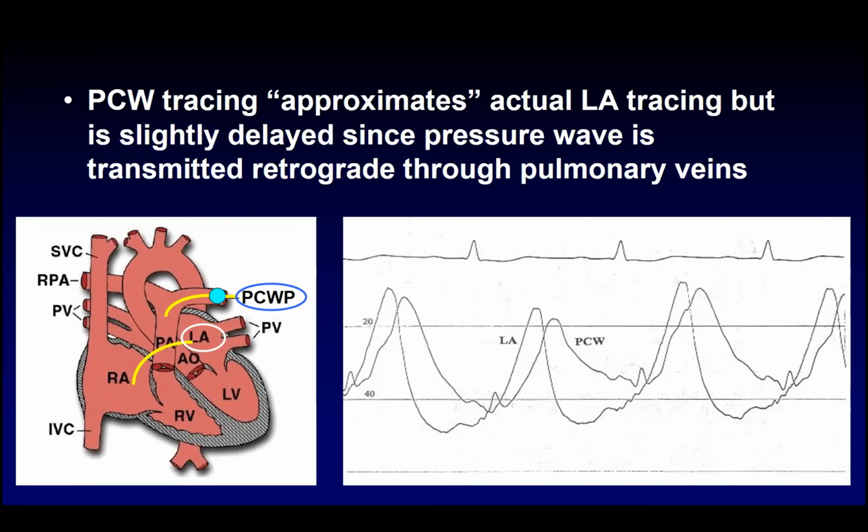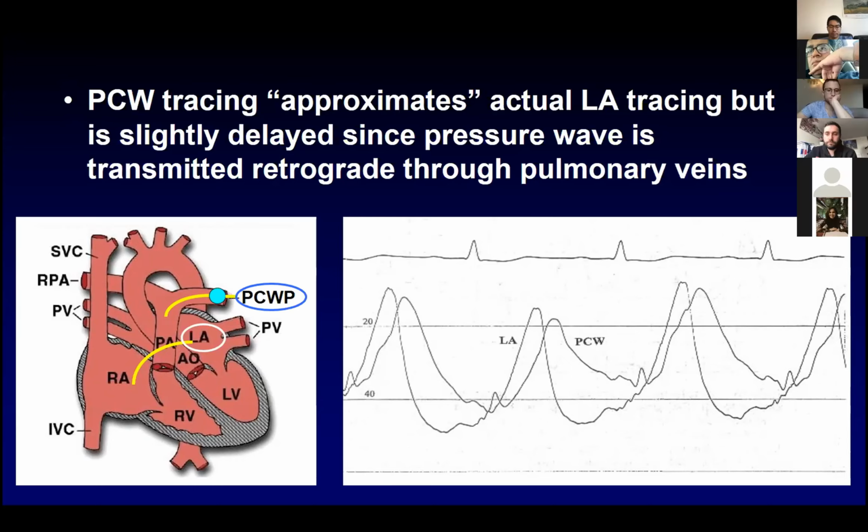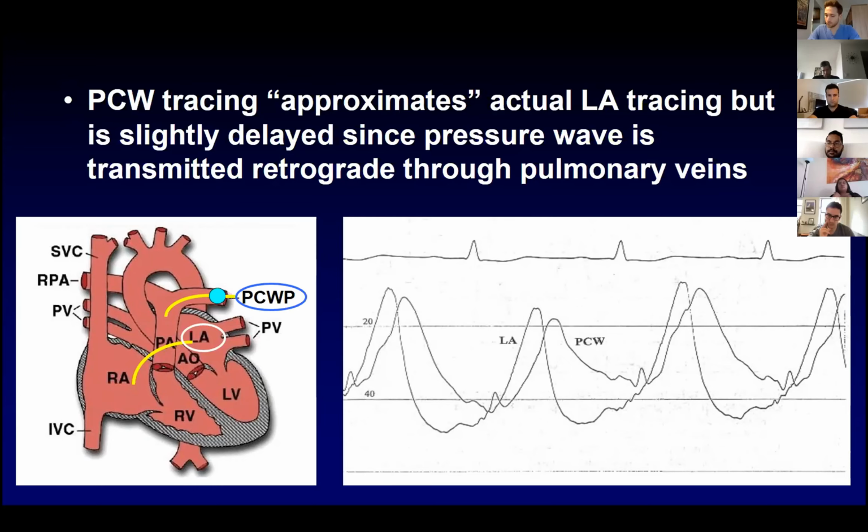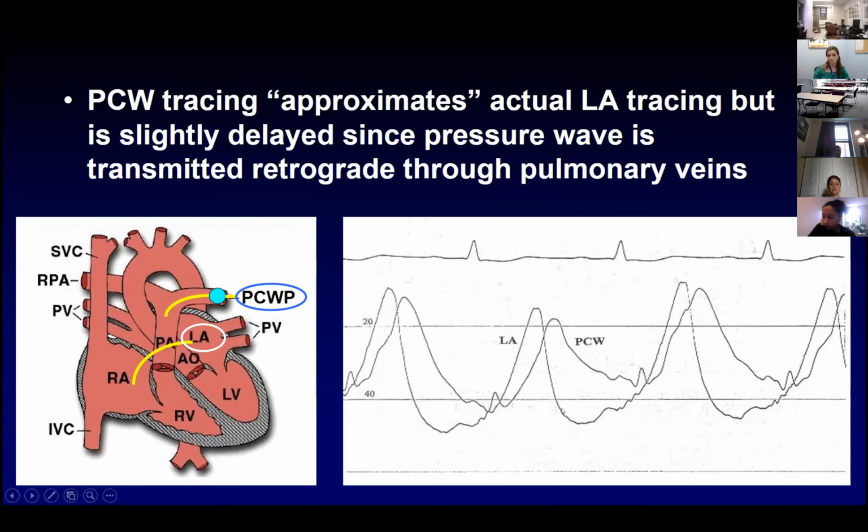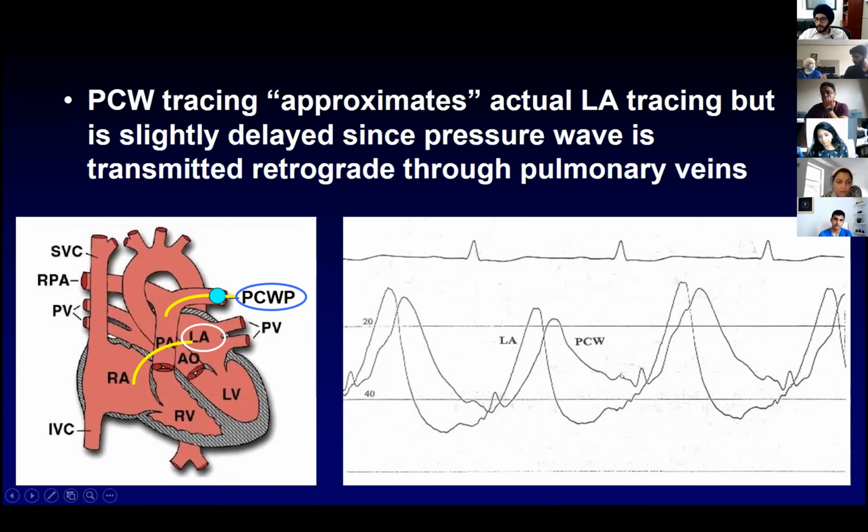So it's important to remember that it approximates the LA tracing, but it's slightly delayed because the pressure wave that you get in the pulmonary capillaries is transmitted retrograde. So you can see, if you have two simultaneous catheters, one in the LA and one in the wedge position, that the wedge waveform is slightly delayed from the left atrial waveform.